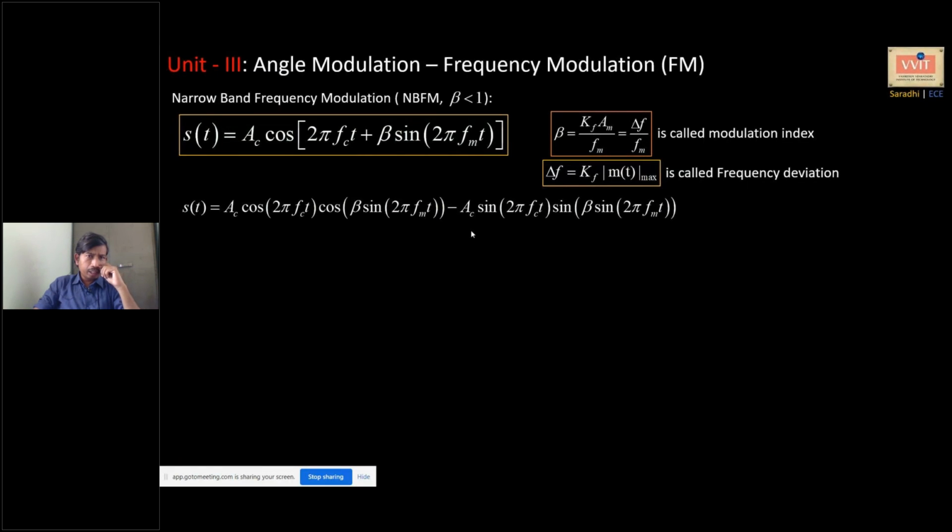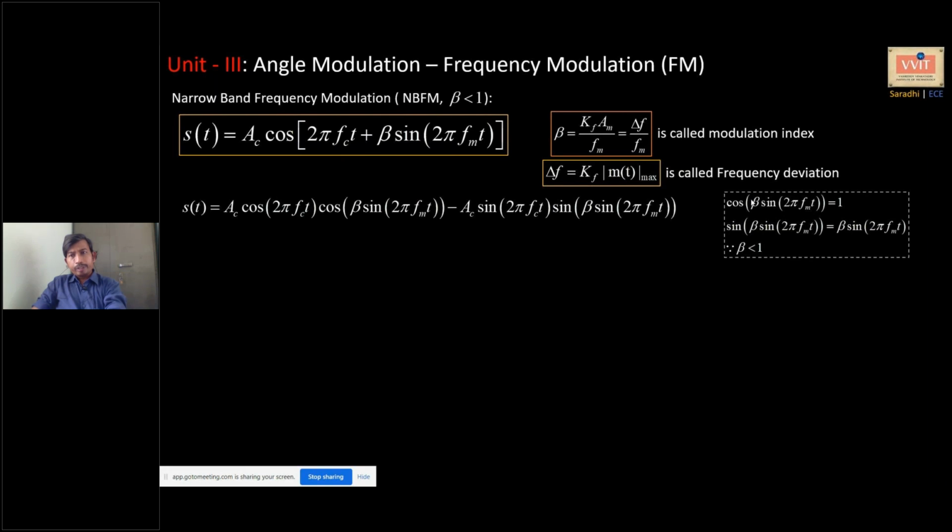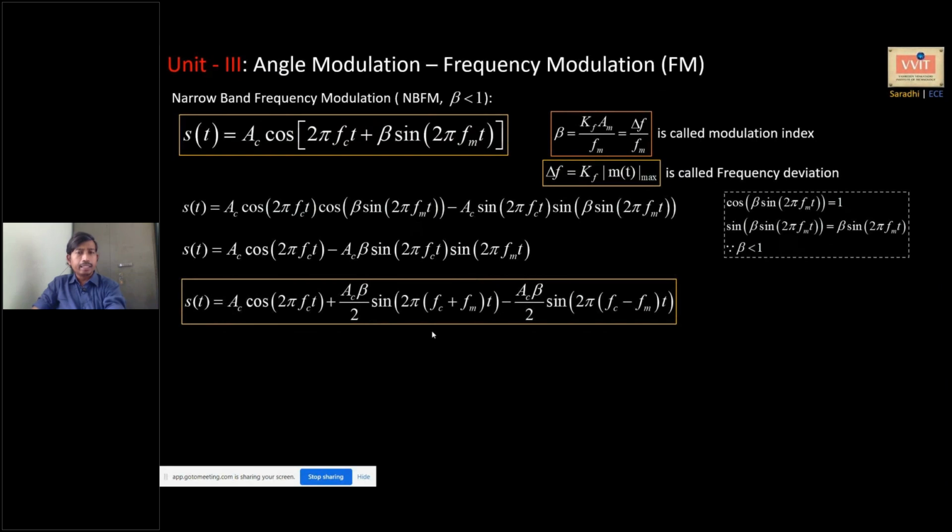We got this equation by substituting a simple trigonometric formula, the cos of A plus B formula, which gives cos A cos B minus sin A sin B. Now as beta is less than 1, these approximations are correct. So cos of beta sin 2 pi fm t gives us 1, and sin of beta sin 2 pi fm t gives us beta sin 2 pi fm t itself. Substituting that, we get s of t to be like this. And now there are two terms. This is the carrier term and this is a product of two sinusoids. Again we can substitute another trigonometric formula, the sin A sin B formula, so that finally we get this expression.